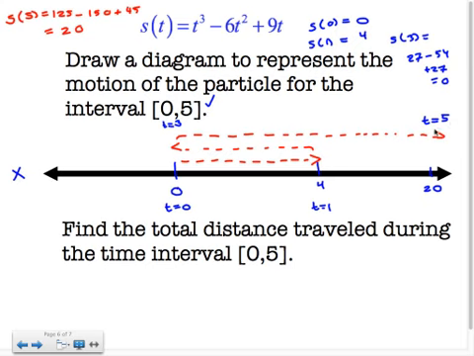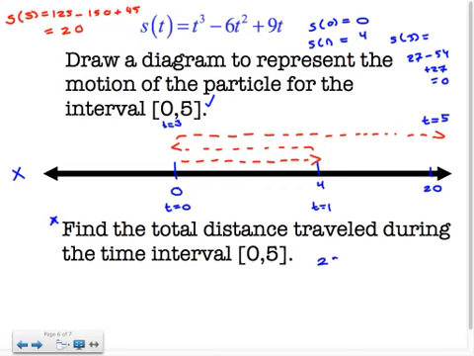Okay, now with this chart we can answer this question: find the total distance traveled during the time interval of 0 to 5. Now, this is different than how much the displacement changed. In other words, where did I start versus where did I finish? That answer is 20. I started at 0, I ended at 20. That's 20 units, but that's not how far we traveled because we actually went forward and backwards. So I can clearly see from this chart that I went 4 units to the right, 4 units back. That's 8 plus another 20, so the answer is 28.